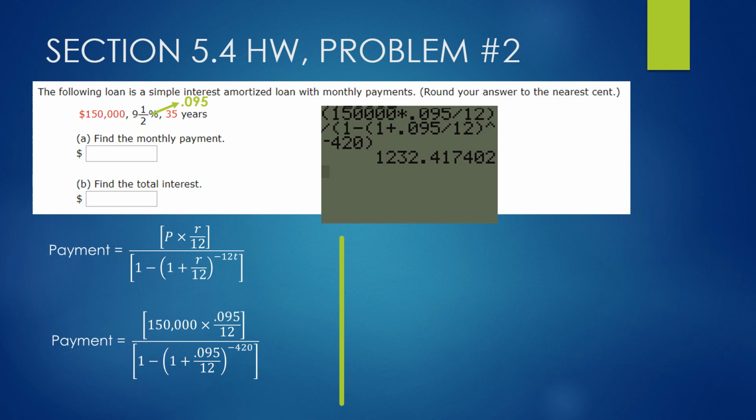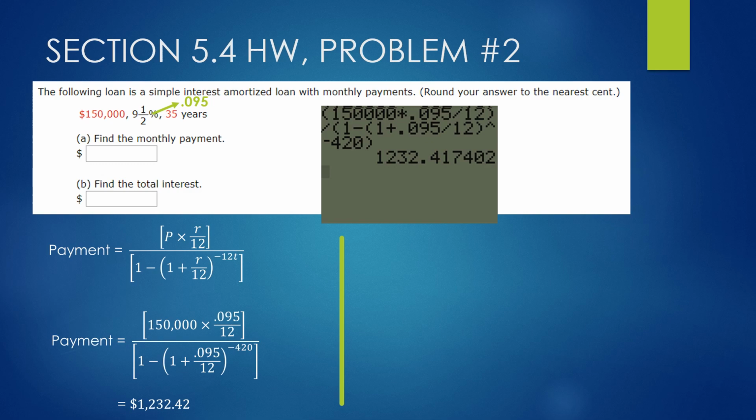So $1,232.42. So what do you guys think? Does that seem like a reasonable house payment for a $150,000 house? Seems a little expensive to me, but that's just because the interest rate is so high.